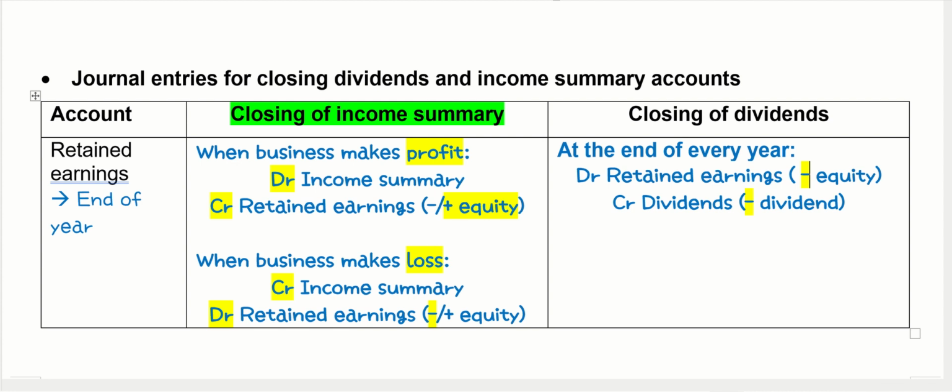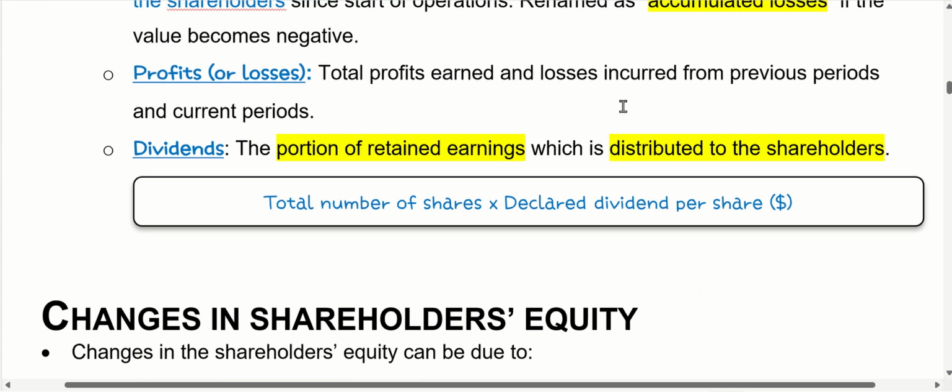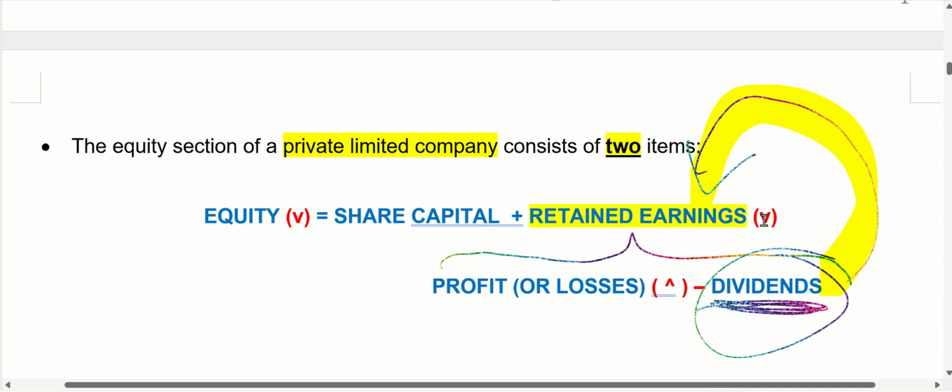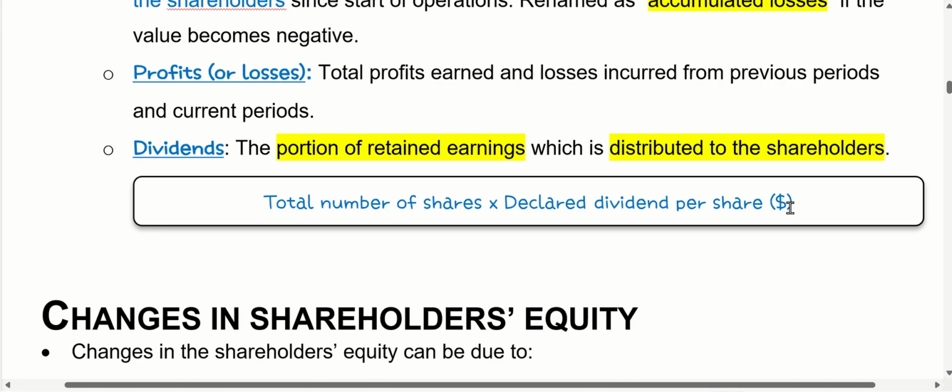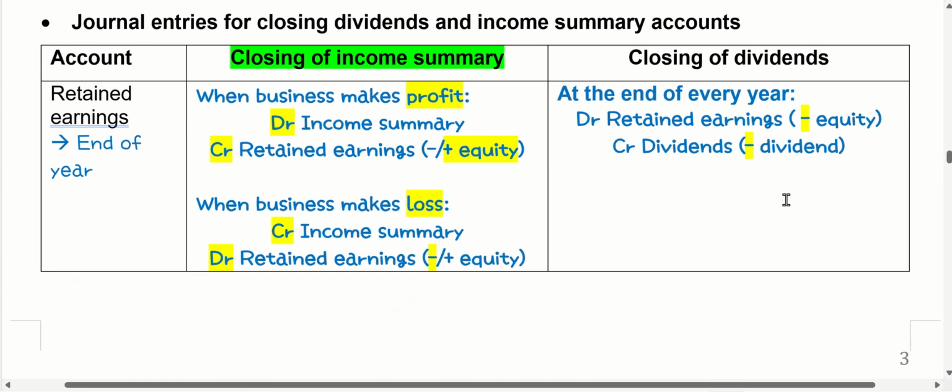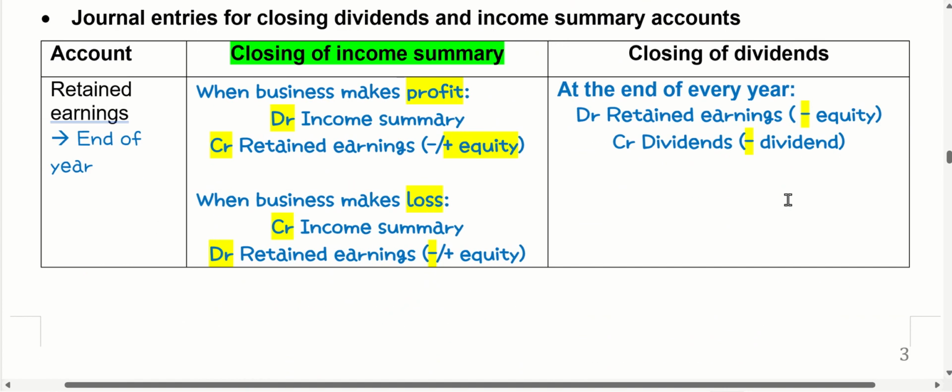When you transfer the dividends into retained earnings, retained earnings go down. Why? Let's take a look at that formula again. Here, when dividends go up like that, because of this minus sign here, your retained earnings will go down. Sad life but true. So retained earnings will go down when you transfer dividends into your retained earnings account each year.